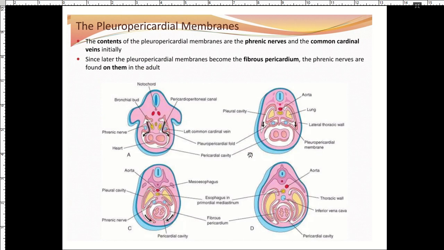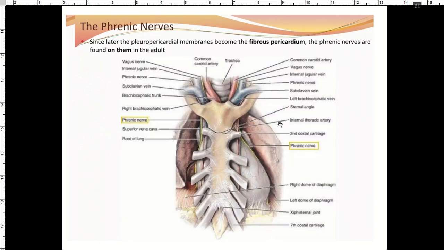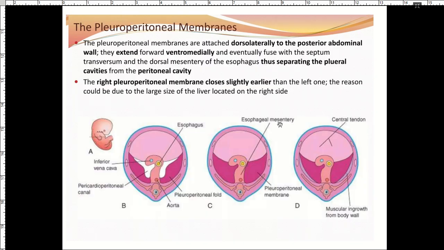So this is the phrenic nerve right here and right here, embryologically coming from the pleuropericardial membranes. Since the pleuropericardial membranes later become fibrous pericardium, the phrenic nerves are found on them in adults.